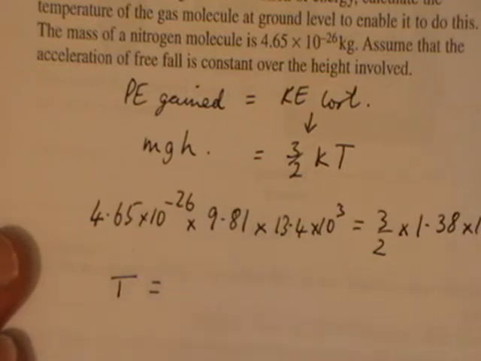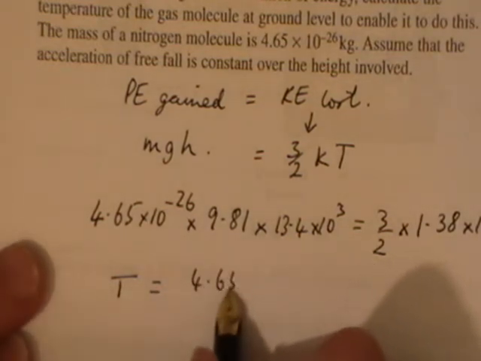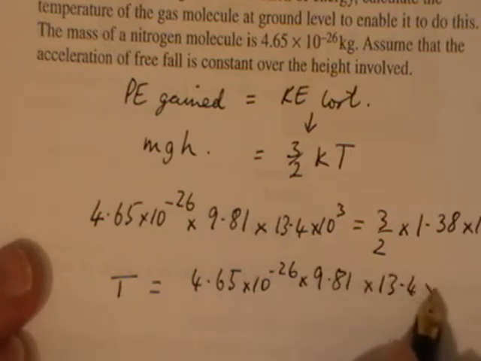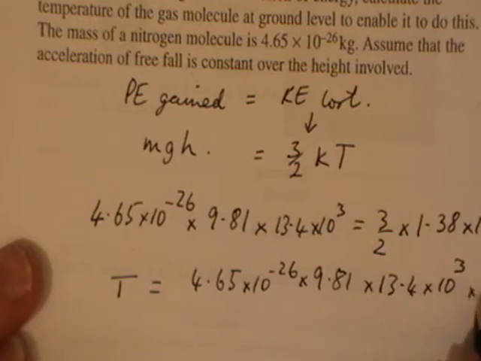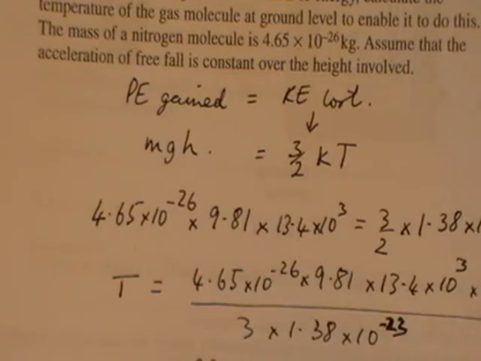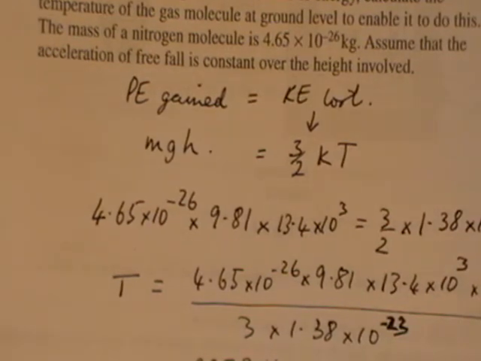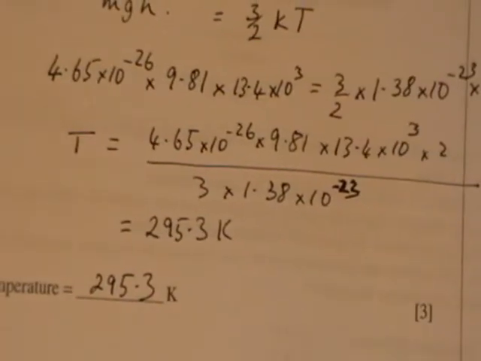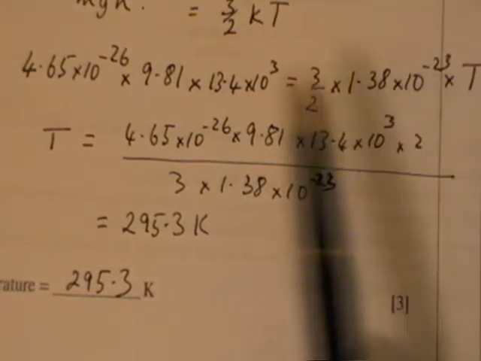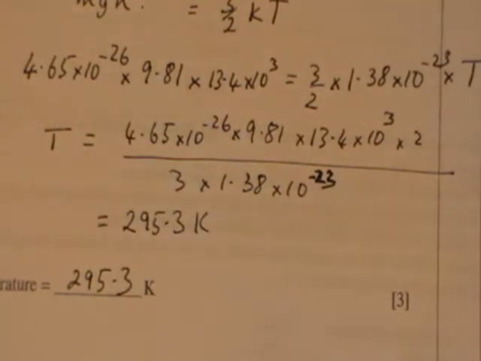So T is equal to 4.65 times 10 to the minus 26 times 9.81 times 13.4 times 10 to the 3, times 2, divided by 3 times 1.38 times 10 to the minus 23. Put that into your calculator, and that gives 295.3 Kelvin. So 295.3 Kelvin is the temperature that is required in order to give a kinetic energy of 3/2 times 1.38 times 10 to the minus 23 times 295, which is equivalent to the potential energy gained by the molecule as it moves up.